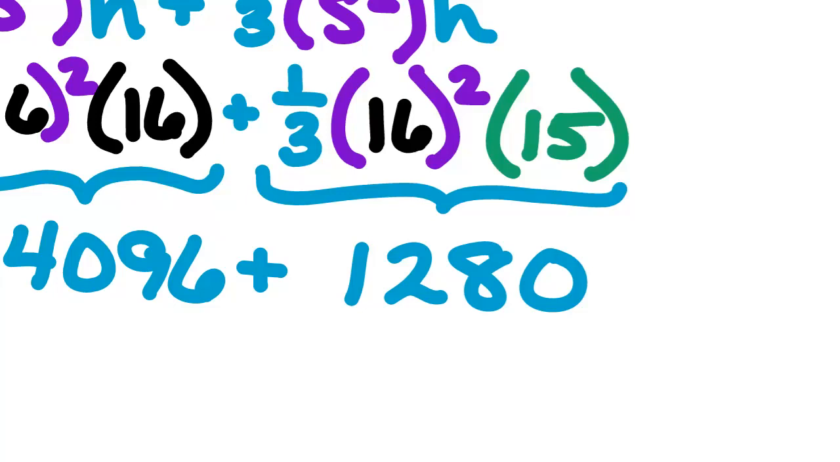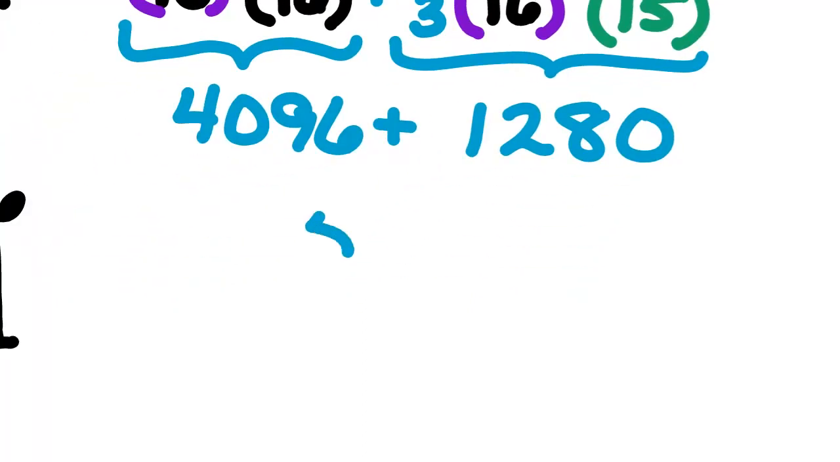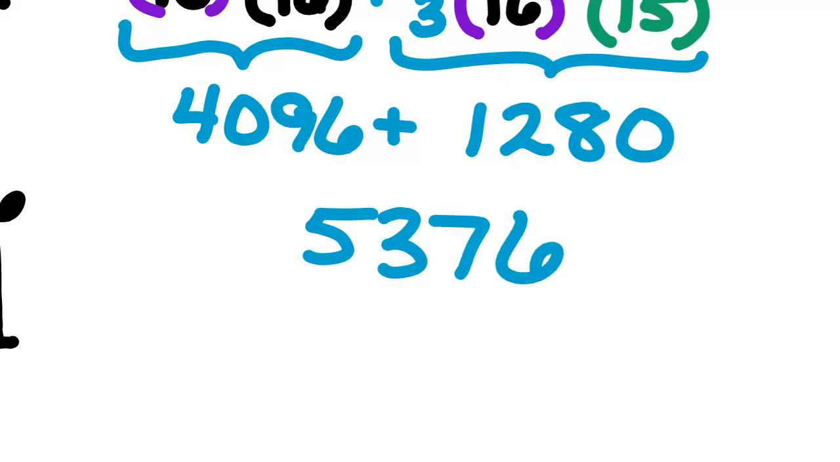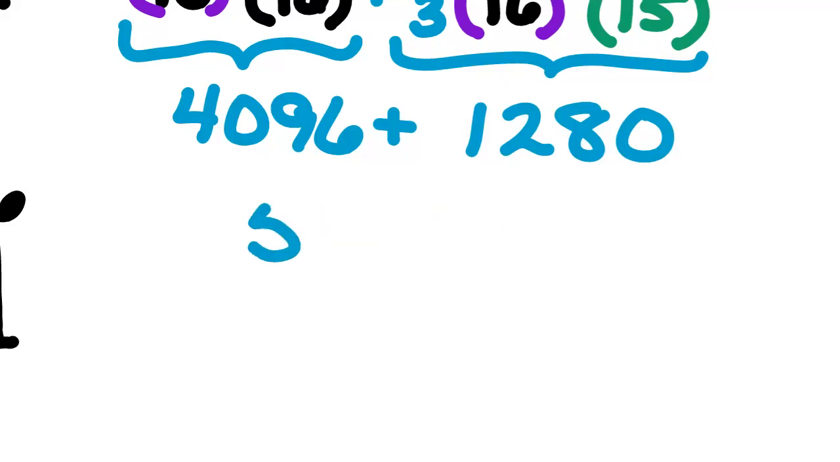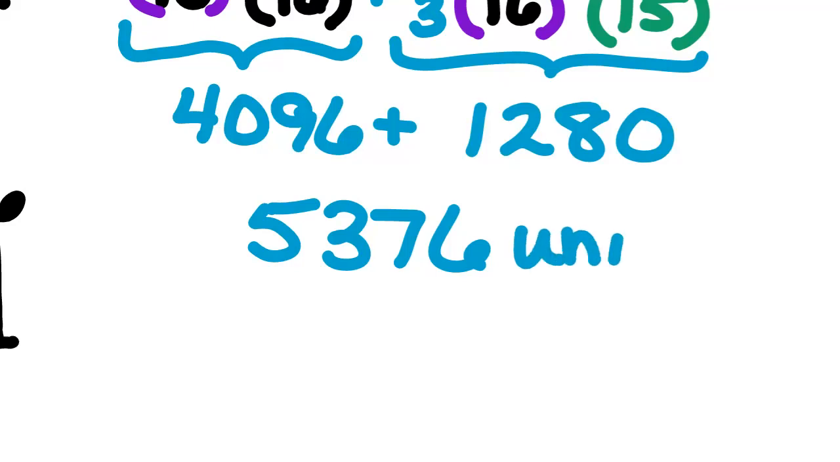So we have the volume of the cube and the volume of the pyramid. We're going to add those two together to get the volume of this entire solid object. And that'll give me 5,376. Is that right? And should we put units with that? Units cubed.